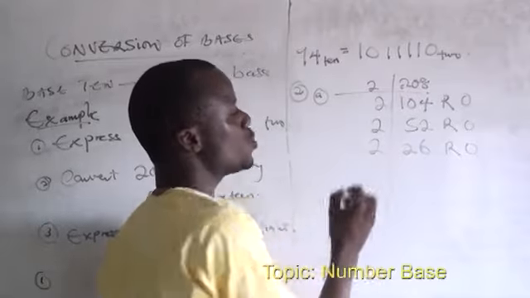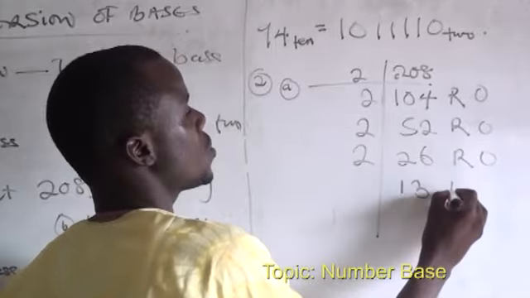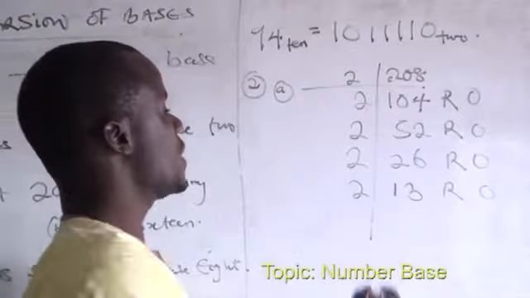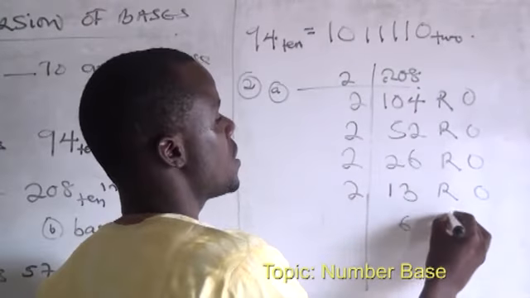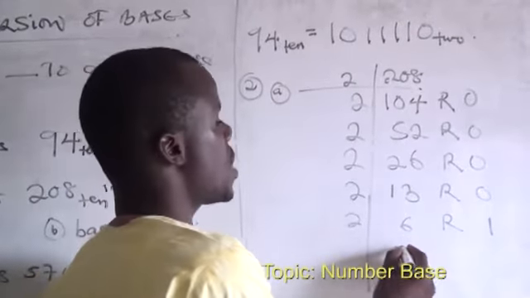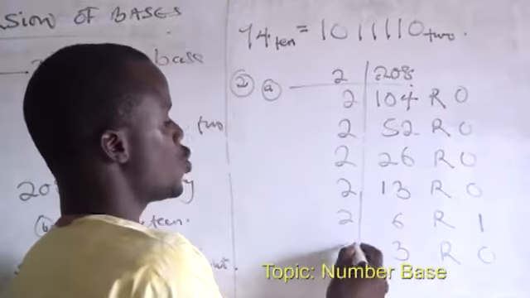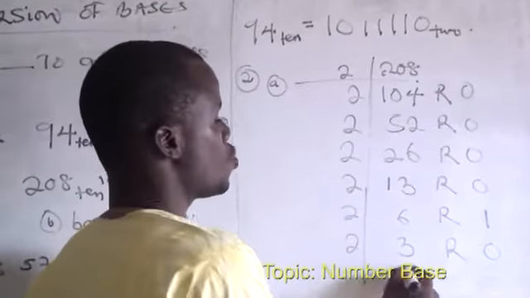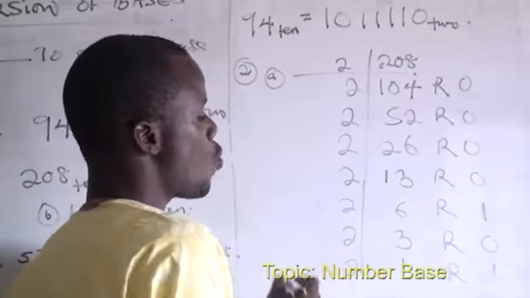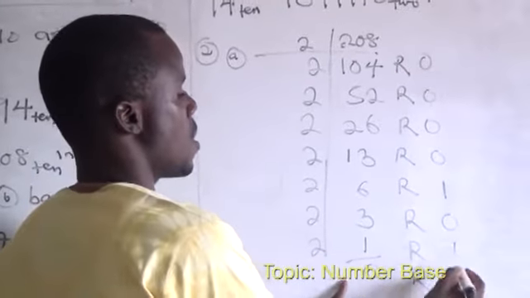Then 2 into 26 is 13, also remainder 0. Then 2 into 13 goes 6 times, remainder 1. Then 2 into 6 goes 3 times, remainder 0. Then 2 into 3 goes once, remainder 1. And 2 into 1 should be 0, so we say remainder 1.